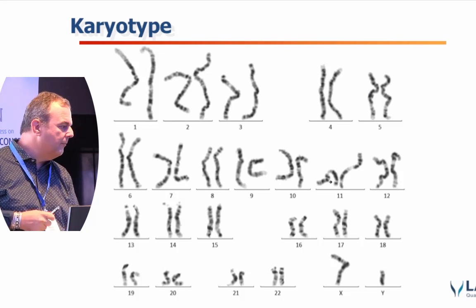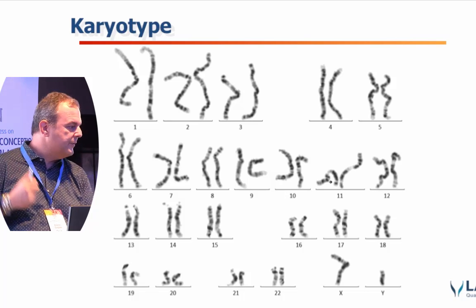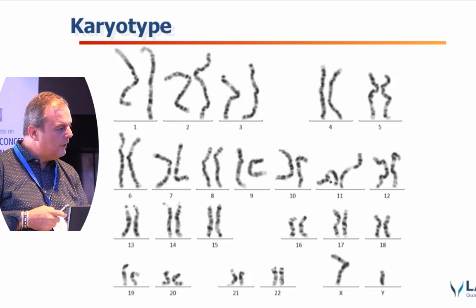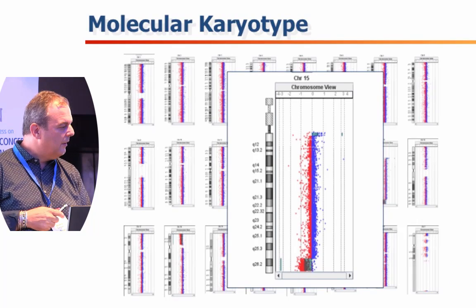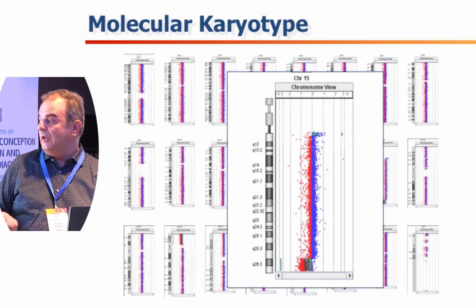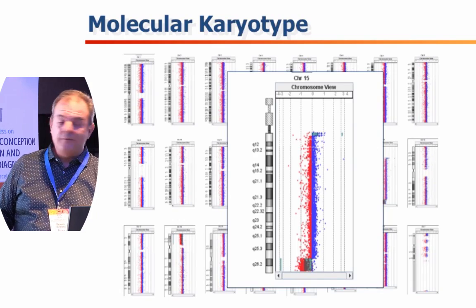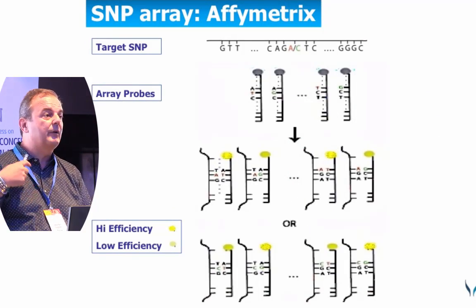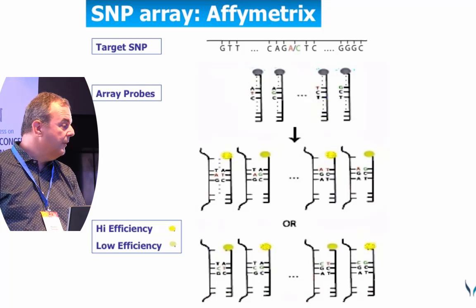So we are going from the common picture of cytogenetics of the traditional karyotype to the molecular karyotype, where you can go in depth, deep to see very, very small things, and how small depends on the array that you use.